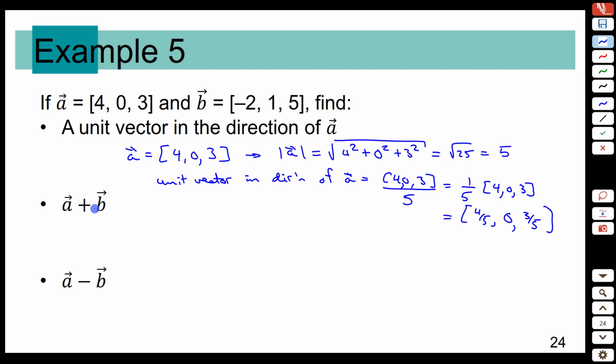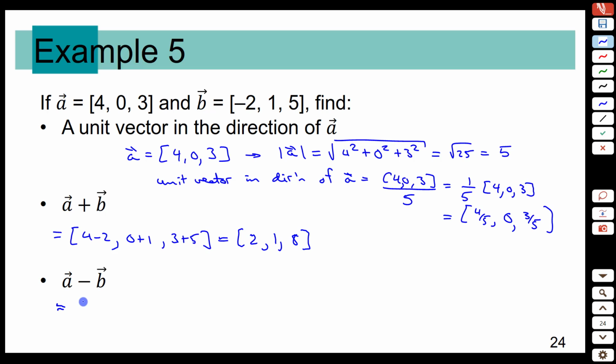Moving on, what would A plus B equal? Well, that would simply be adding the coefficients or the components in x, 4 and minus 2, 0 and 1, and 3 and 5. And if we calculate that out, we end up with the vector 2, 1, 8.